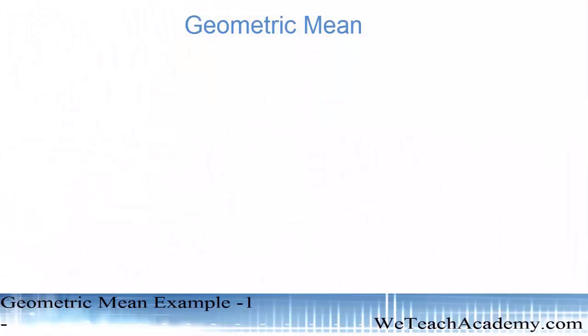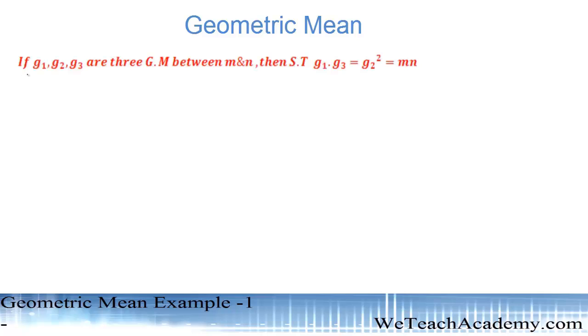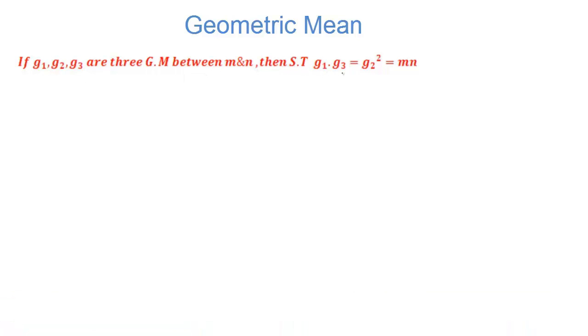Welcome back friends. Today we are going to solve an example on geometric mean. Given that if g1, g2, g3 are the three geometric means between m and n, then we have to show that g1 into g3 is equal to g2 square is equal to mn.